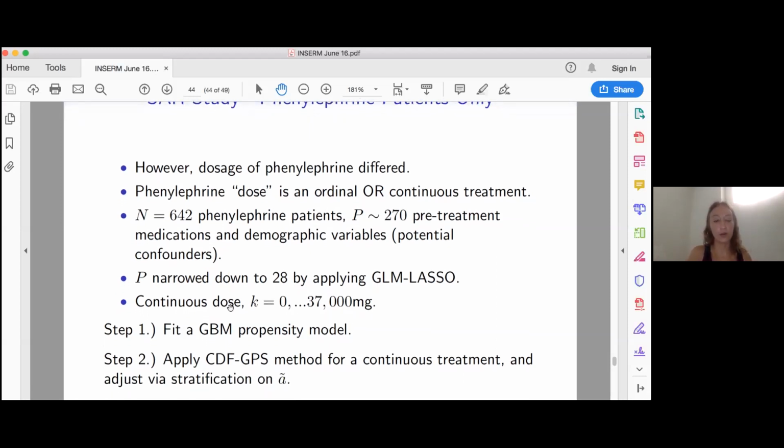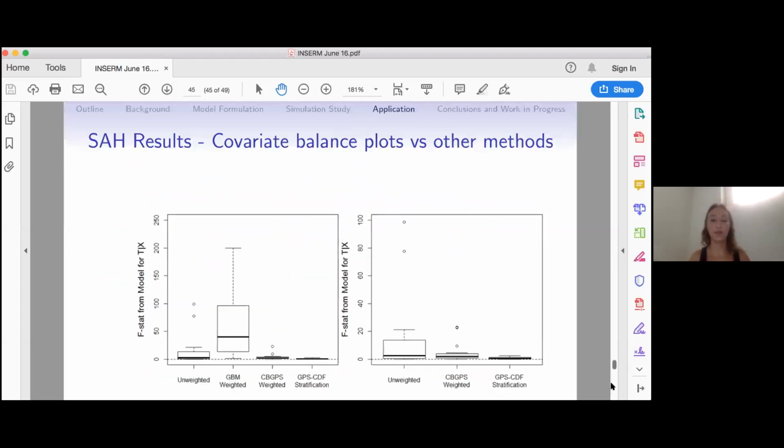And let's fit our propensity model using GBM, which is one of the gold standards out there, and then apply the CDF GPS method, both for the continuous treatment and for the ordinal treatment, because I can consider doses both ways. I was a little uncertain about the continuous because we clearly know this is wrong, right? If I make this an ordinal variable, I reduce its effect on my overall ATE. Okay, so here are the covariate balance plots when phenylephrine is considered as a continuous treatment.